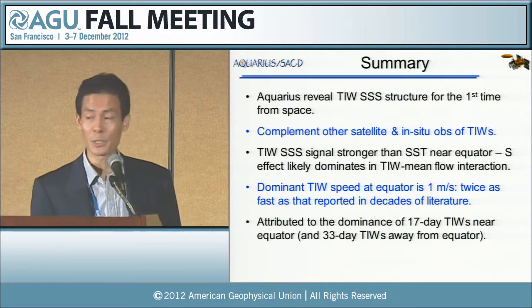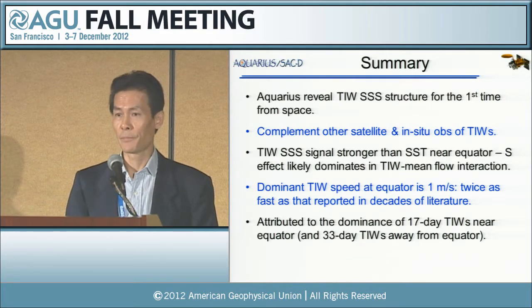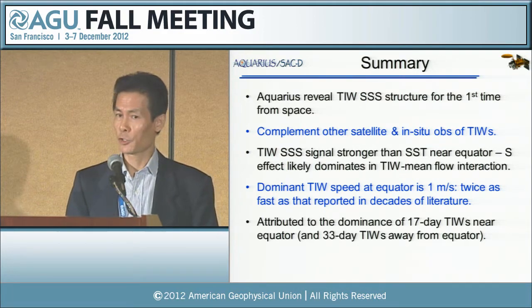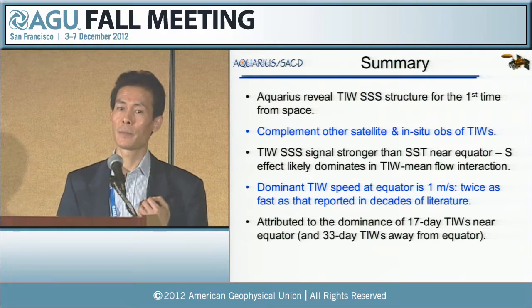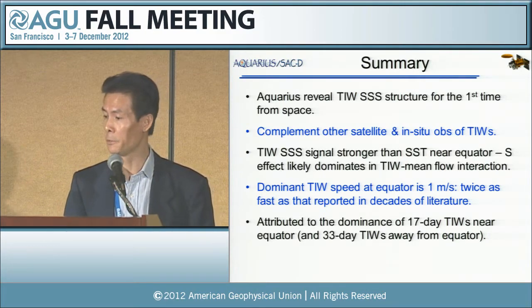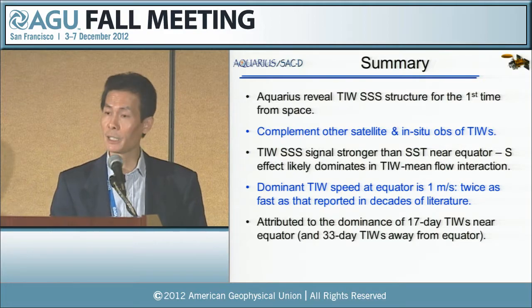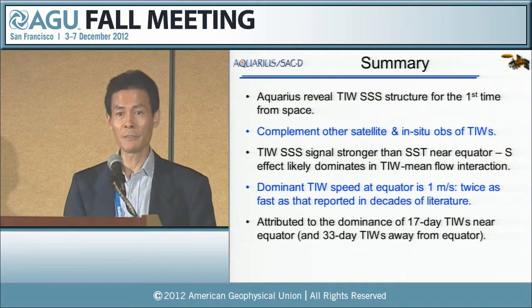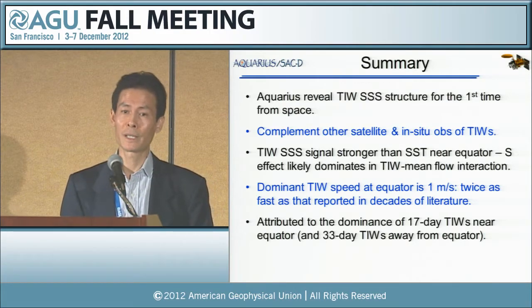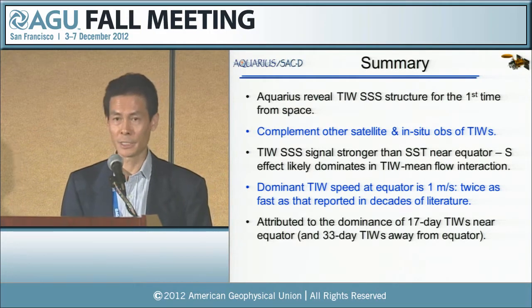The TIW signal is stronger near the equator than in SST, indicating that the salinity effect is more dominant in terms of the eddy mean flow interaction associated with TIW. The dominant TIW speed at the equator is 1 meter per second, which is twice as large as the 0.5 meter per second speed reported consistently by decades of literature.